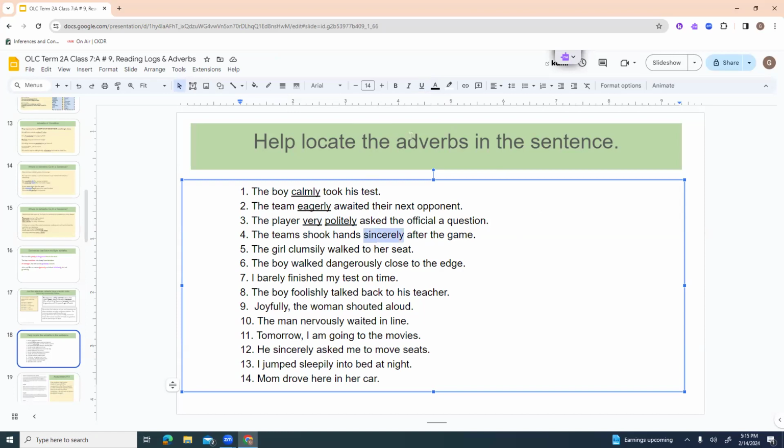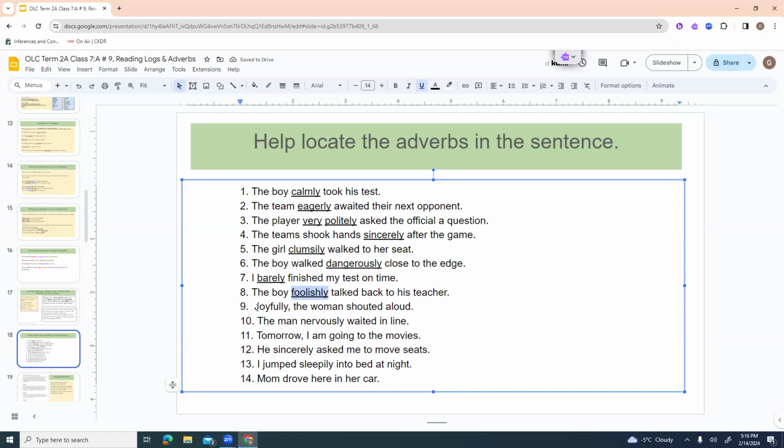So sincerely is your adverb. The girl clumsily walked to her seat. So clumsily is our adverb. The boy walked dangerously close to the edge. Dangerously. I barely finished my test on time. Barely. The boy foolishly talked back to his teacher. Foolishly is our adverb.